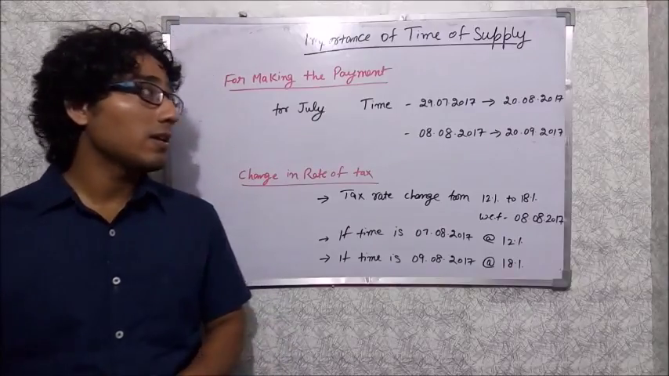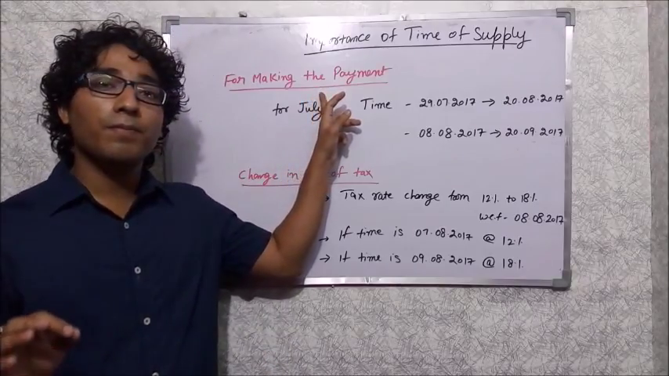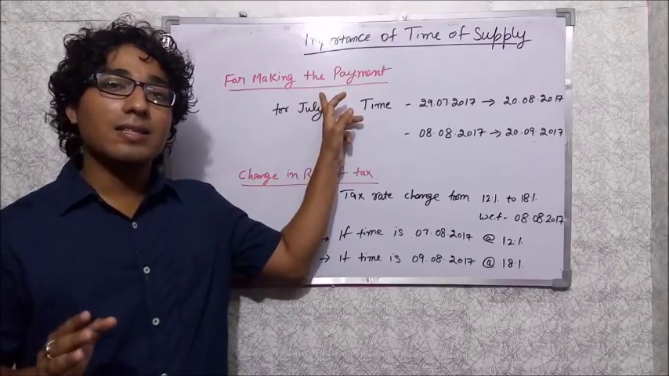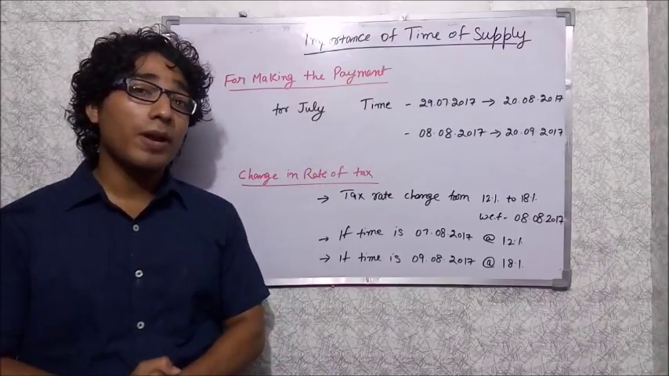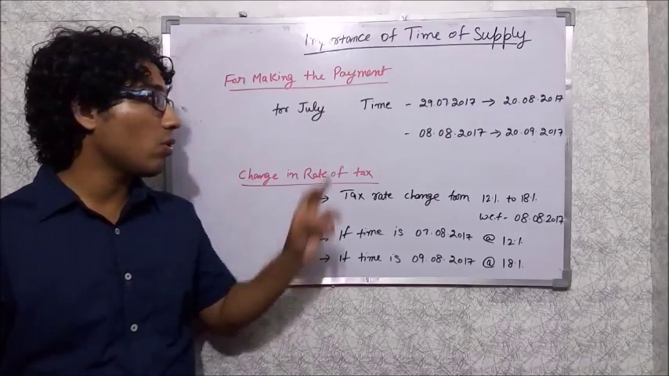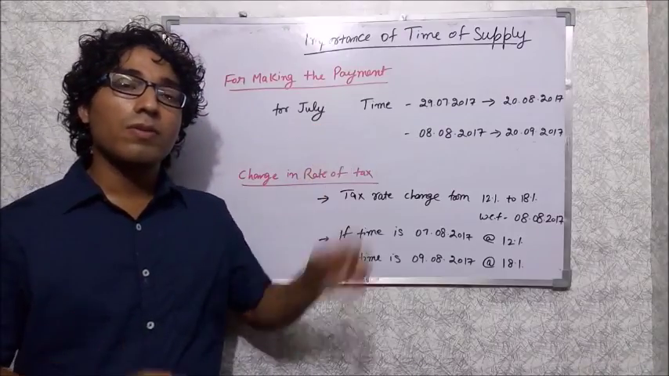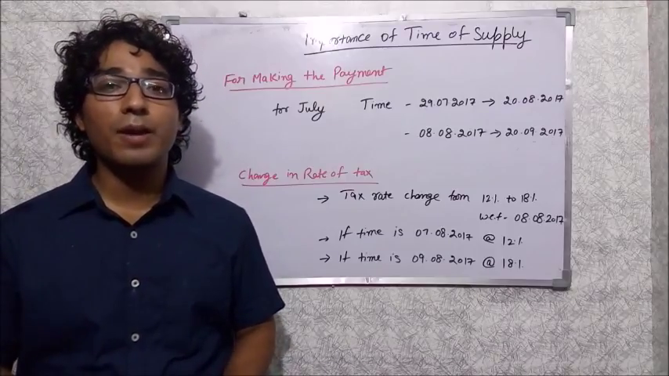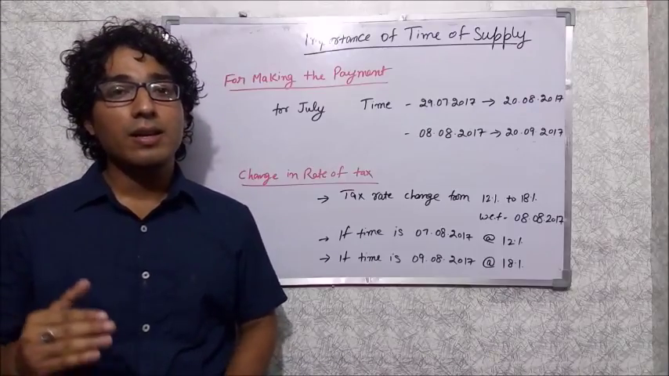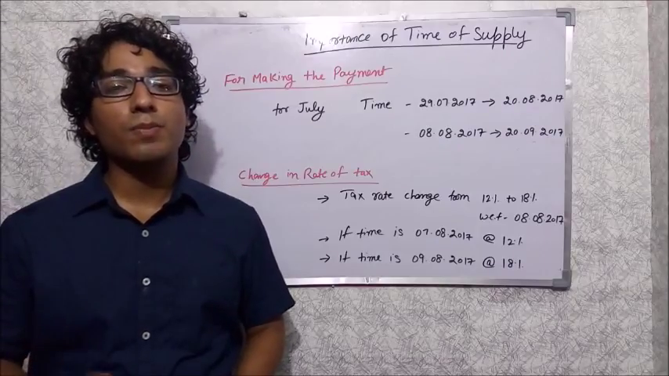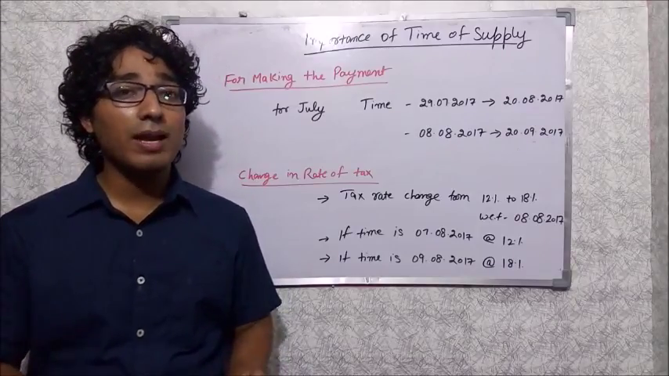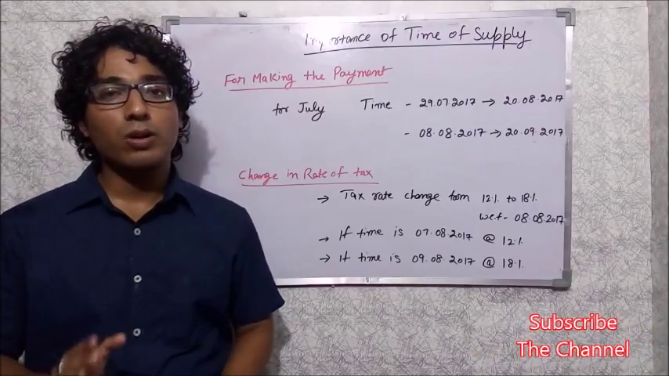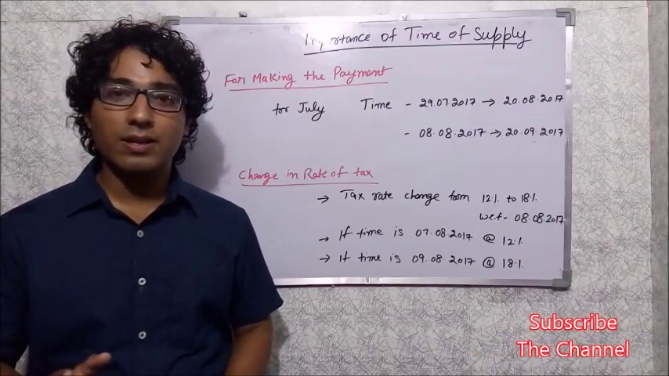The first one is when you want to pay the tax under GST. Suppose you want to pay the tax under GST for the month of July. You first have to keep in mind that the due date for making the payment under GST is the 20th day of the following month. So suppose you want to pay the tax for the month of July, then the due date for paying the tax under GST is the 20th August 2017.